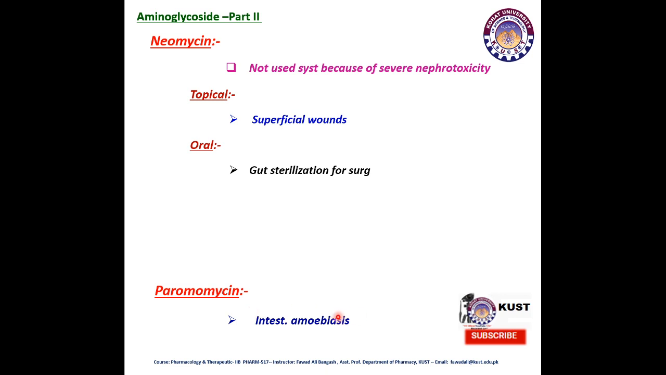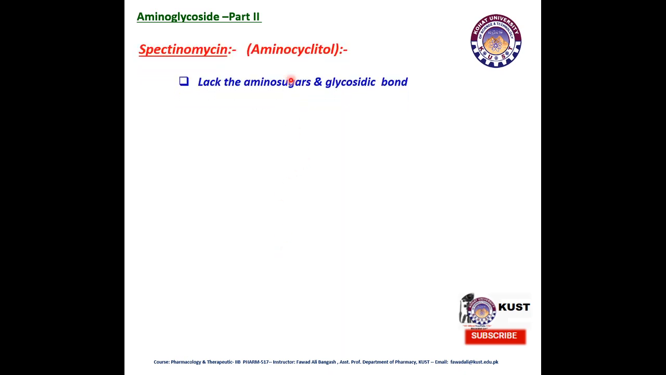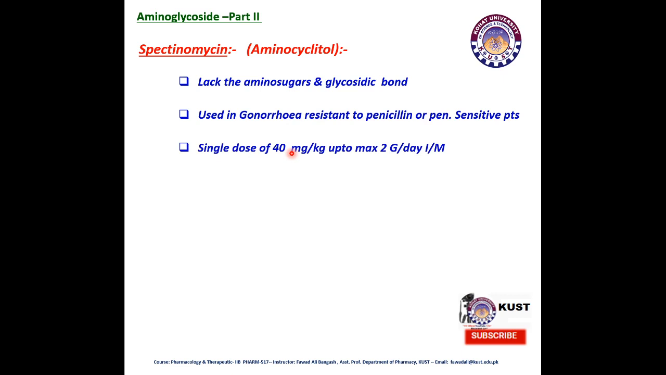Paromomycin is used in intestinal amoebiasis. Spectinomycin is an aminocyclitol, like an amino sugar with a glycosidic bond. It is used in gonorrhea resistant to penicillins, or in penicillin-sensitive patients. A single dose of 40 milligram per kg, up to 2 grams, IM is normally prescribed.